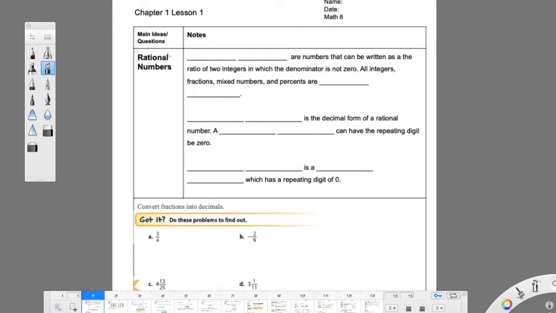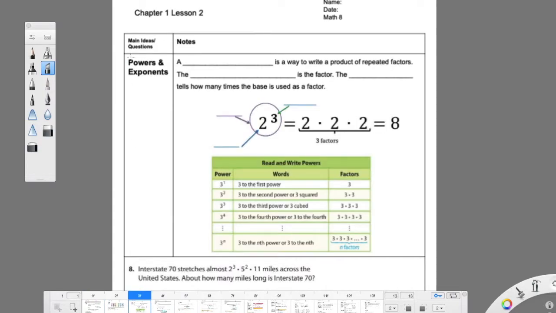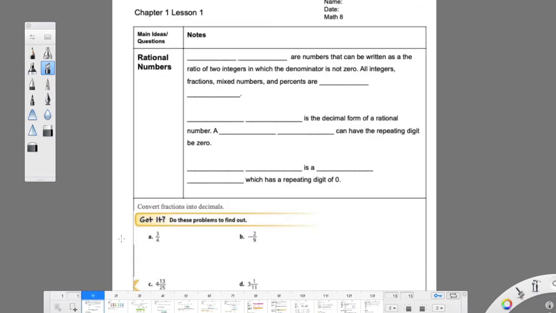So if we think about this logically, we have this big rational numbers here, and then they're giving us a definition. So we can rationalize that we're going to fill this in with rational numbers. And this is in fact correct. So rational numbers are numbers that can be written as a ratio of two integers in which the denominator is not 0. So we really never want the denominator to be 0.